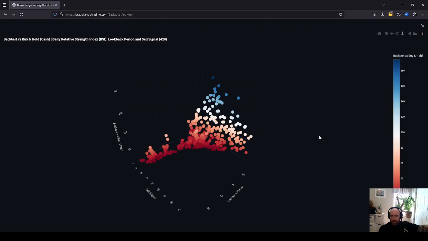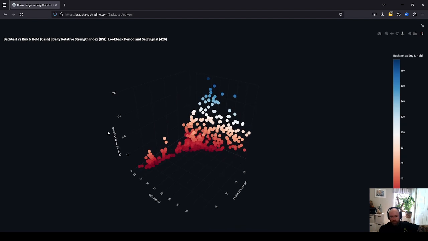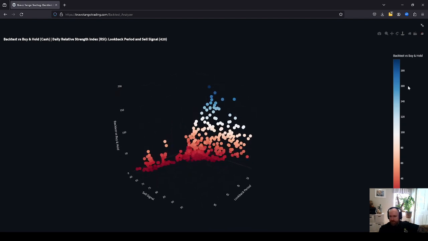As with several other parts of the website, when we select a symbol and select a test, we're pulling forward quite a lot of data. So it does take a little bit to load. Appreciate your patience. It will eventually load, but it does take a minute. So for this one, we've got backtest versus buy and hold. The bluer dots perform better. And then our other axes are the look back period and the sell signal.